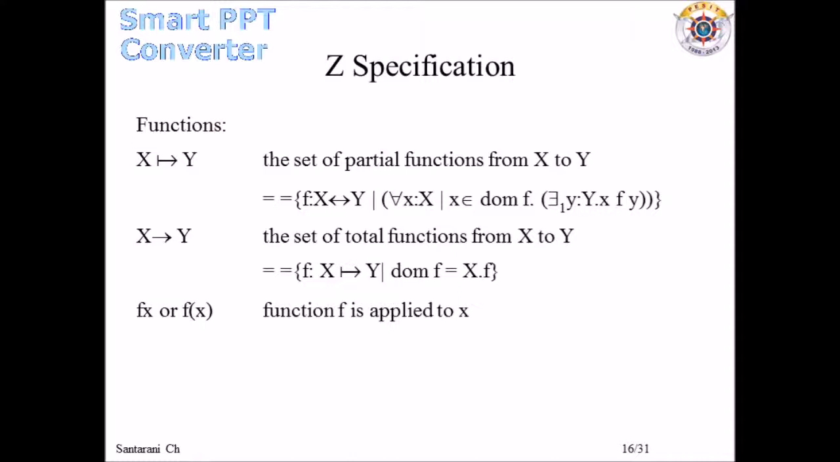And for functions, we use the following symbols: X, an arrow with a bar, Y, is the set of partial functions from X to Y. X arrow Y is the set of total functions from X to Y. So for the partial function we add a bar, and for the total function we use the plain arrow. F of X means function F is applied to X.